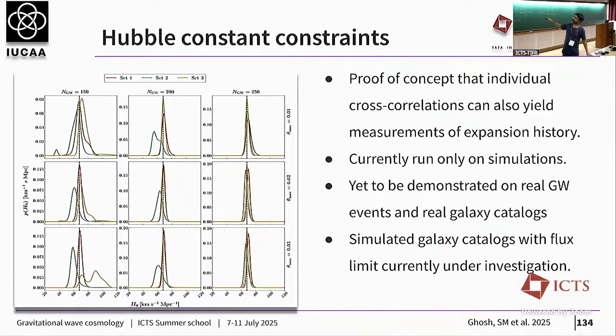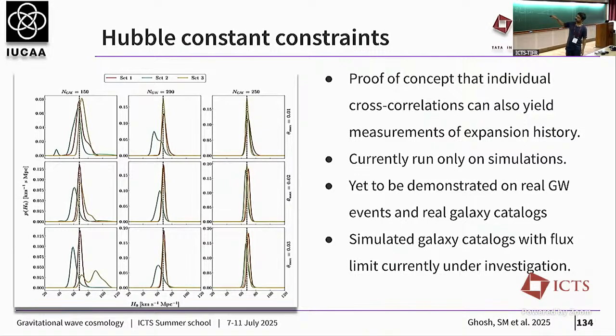There are 3 different sets that we tried. For example, if you had only 150 events, sometimes you can get these double posteriors as well. But as you go to larger and larger numbers of events, everything starts to converge. This is because of fluctuations that may exist along the line of sight, just random fluctuations. That is what is causing this. As you go to larger numbers of events, that goes away.